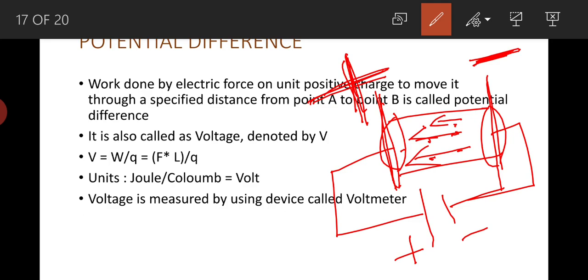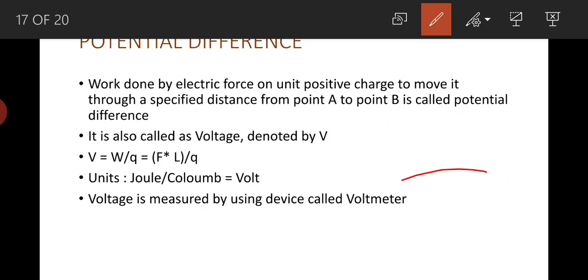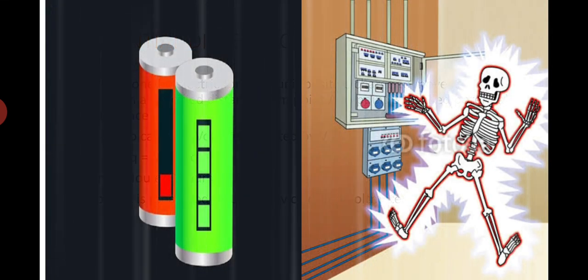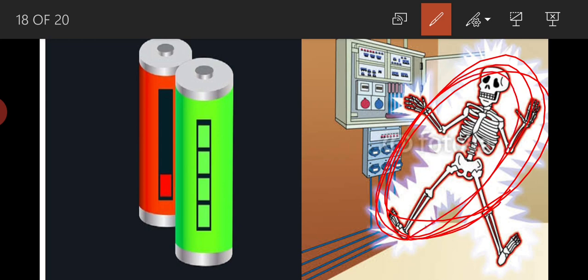For example, when we hold a battery between our fingers, we will not get any shock. Whereas if we keep our fingers in a switchboard, from this image you can see we will get a huge shock. So what is the difference between these two cases? In the first case, when we hold the battery between our fingers, even then current will pass through our body, but it is a very small amount.